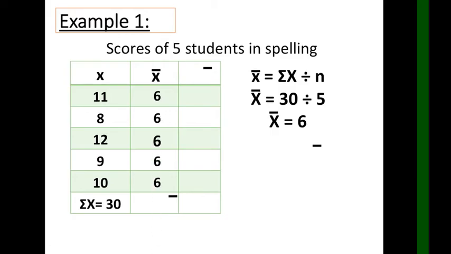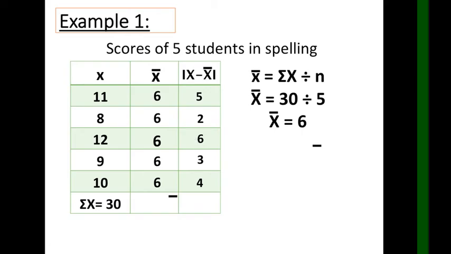Next, we will subtract x minus the mean. So x minus mean: 11 minus 6 is 5, 8 minus 6 is 2, 12 minus 6 is 6, 9 minus 6 is 3, and 10 minus 6 is 4. What if the answer is negative? Since we are talking about absolute value, there is no negative sign. Even though the answer is negative, we still write a positive sign.